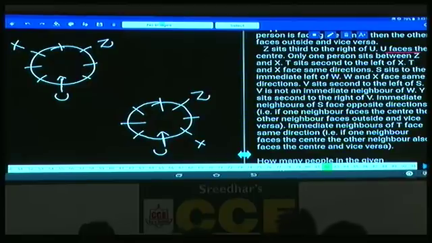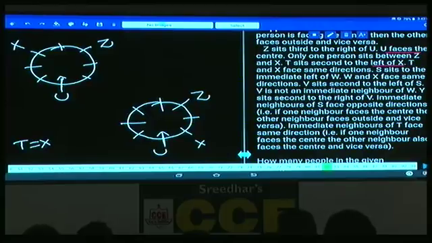And T sits second to the left of X. As T is seated second to the left of X, and T and X face the same direction. T and X are facing the same direction. As T and X are facing the same direction, then T and X, T sits second to the left of X.